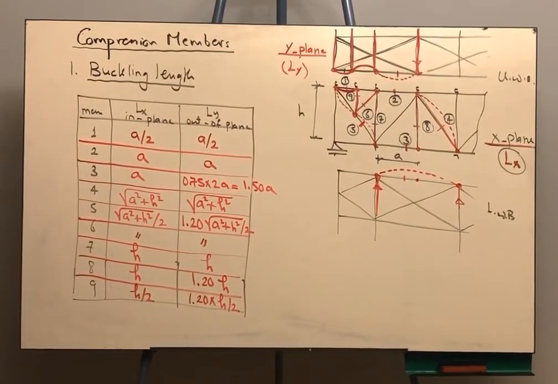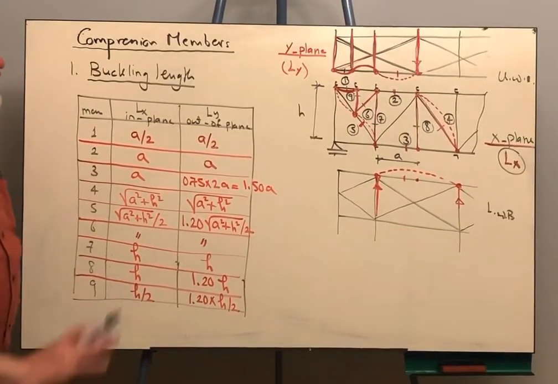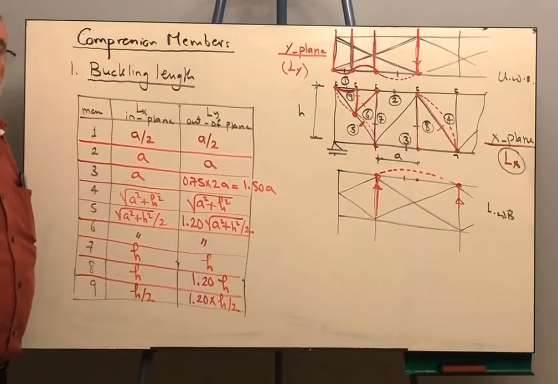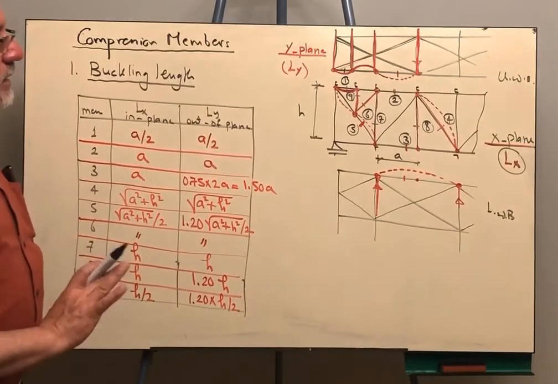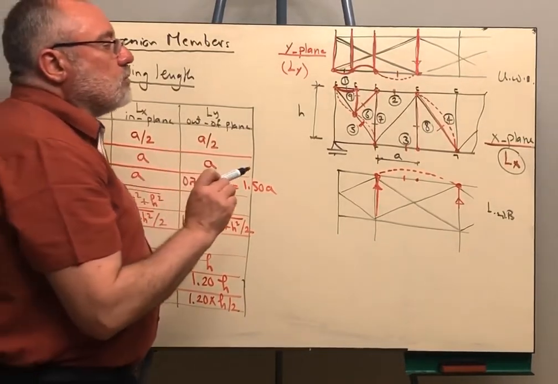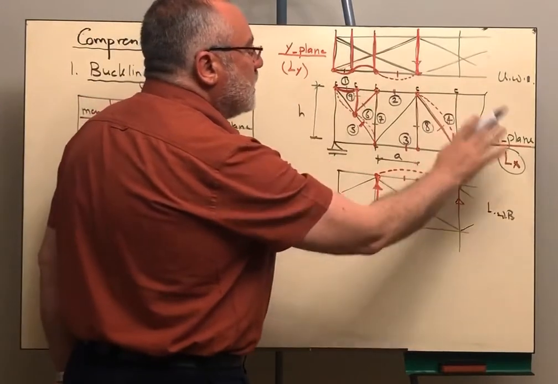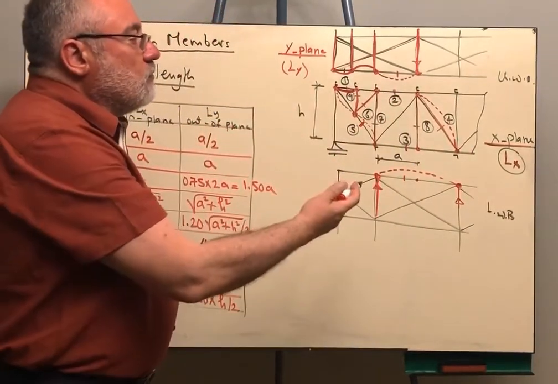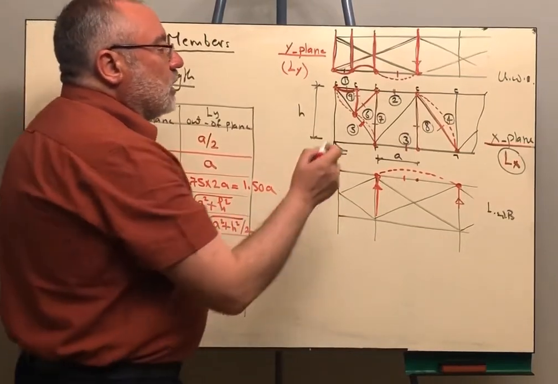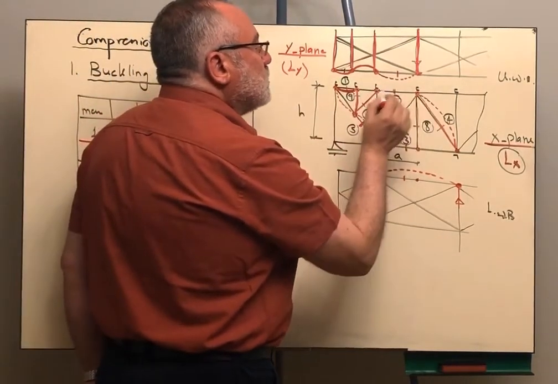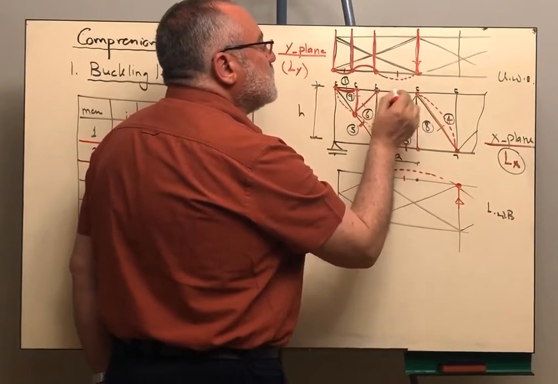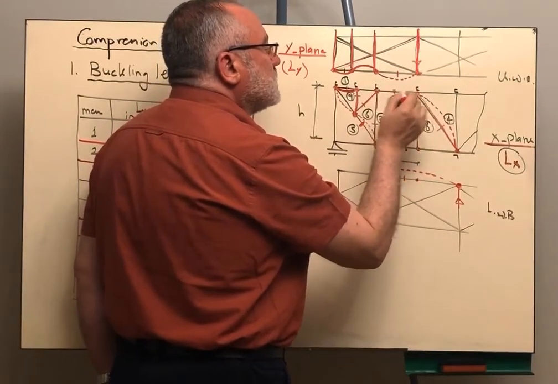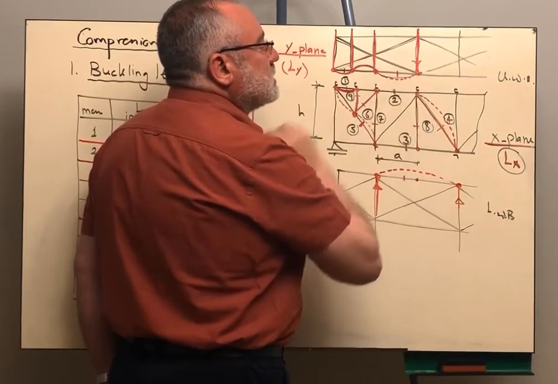Okay? Now, as long as we understand this, you will not have anything more difficult than that. It is clear that for the top chord members, or all of the members, we are taking the geometric length for the in-plane buckling. For the out-of-plane buckling, if the member is a top chord member or a bottom chord and is braced from the 2 points in the out-of-plane, we take its length.